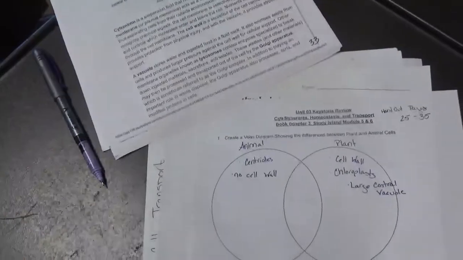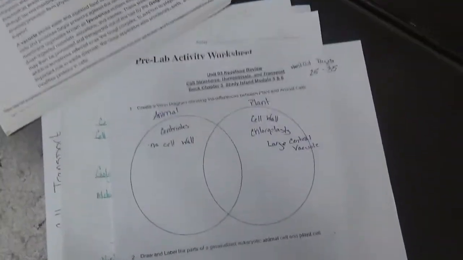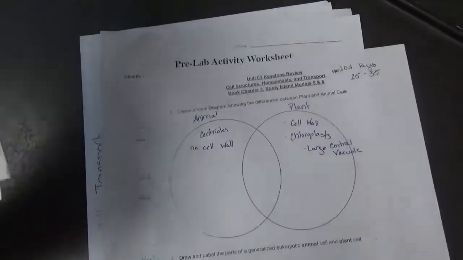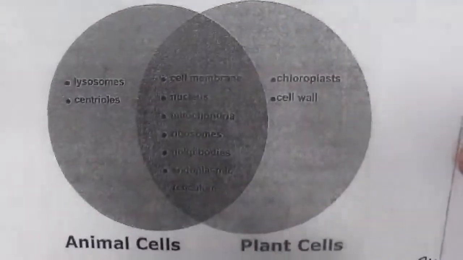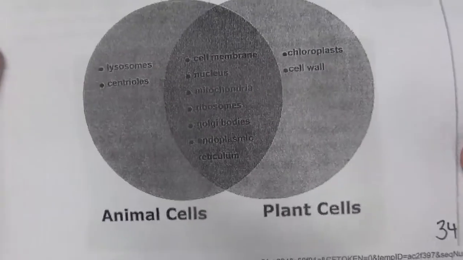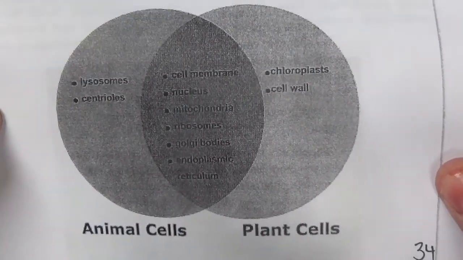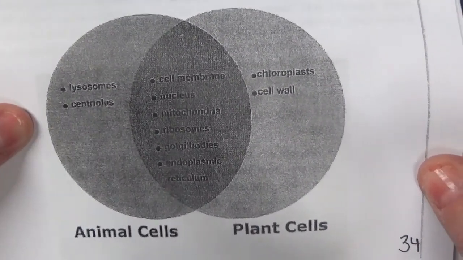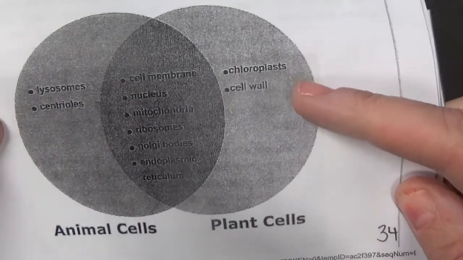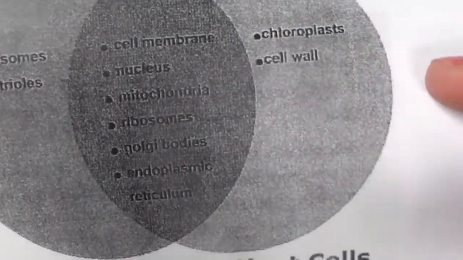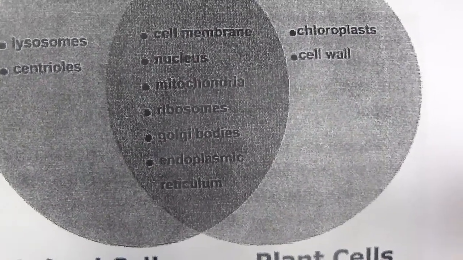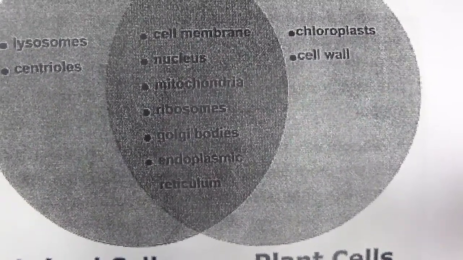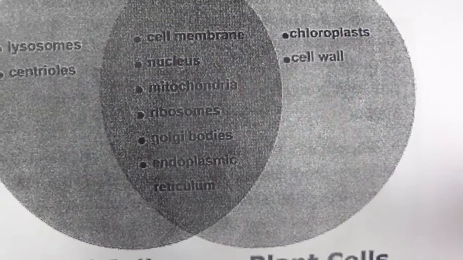Number 1 on page 18 asks us to describe in a Venn diagram the differences between plant and animal cells, and lucky for you, the answer is actually right there on page 34. Animal cells have lysosomes and centrioles, plant cells have chloroplasts and cell walls, and then they all have a cell membrane, nucleus, mitochondria, ribosomes, endoplasmic reticulum, and we could go on.